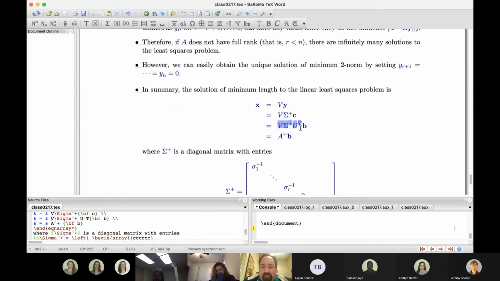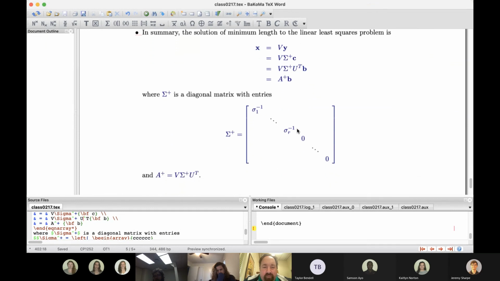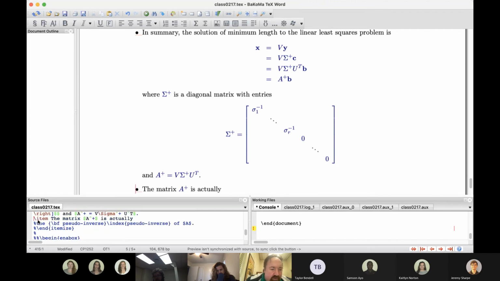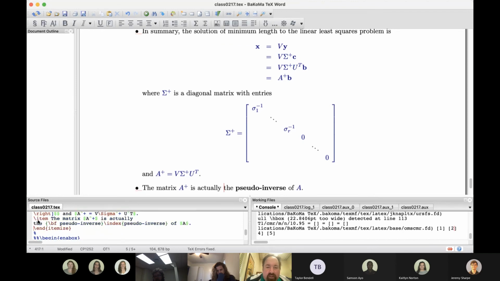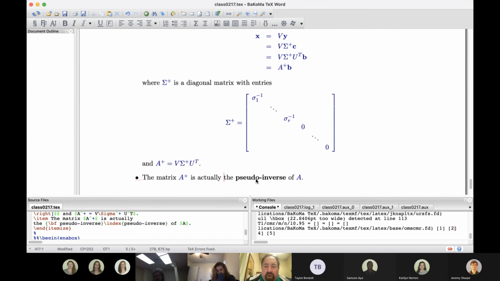So this matrix, V sigma plus U transpose, I call A plus. And that matrix is defined to be this. That's a definition of a pseudo inverse of A. It's also called the Moore-Penrose inverse.